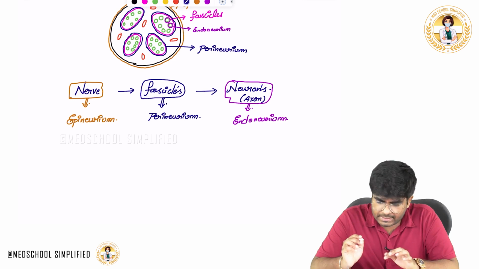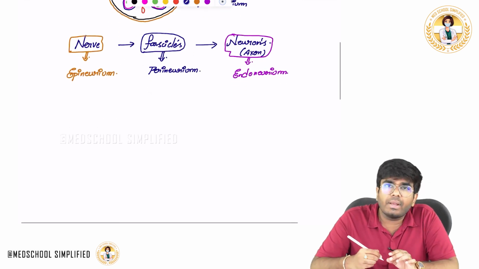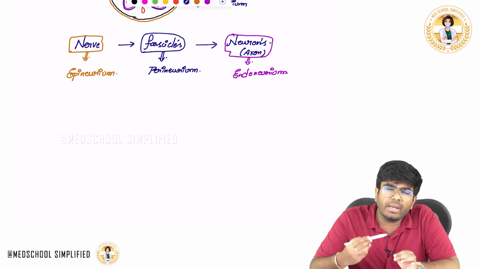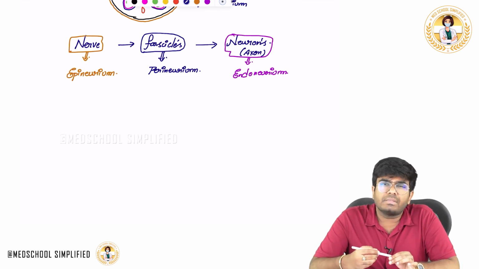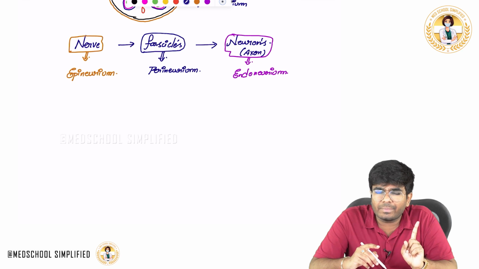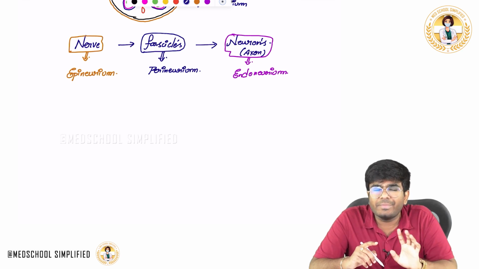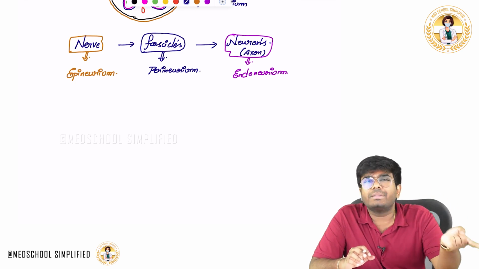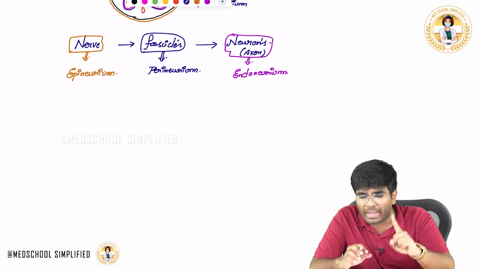So, what is this called? This is called the blood neuron barrier. Just like a blood brain barrier. Okay, I said previously brain bridge barrier, sorry, I just got confused. Just like a blood brain barrier, there is also a blood neuron barrier.